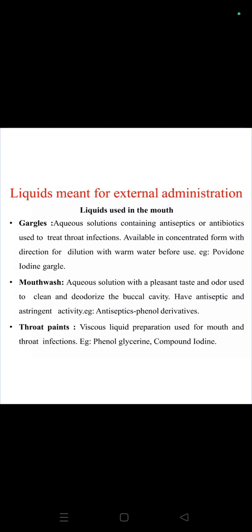Then liquids meant for external administration. Liquids used in mouth, gargles: aqueous solutions containing antiseptics or antibiotics used to treat throat infections. Available in concentrated form with direction for dilution with warm water before use. For example, povidone iodine gargle.